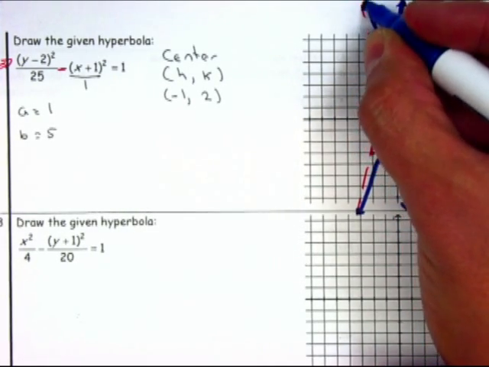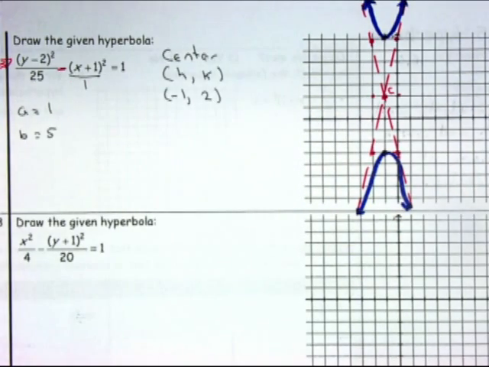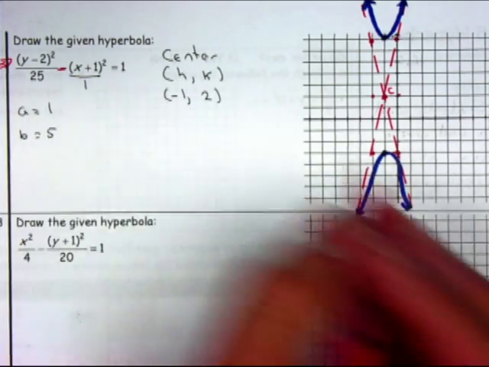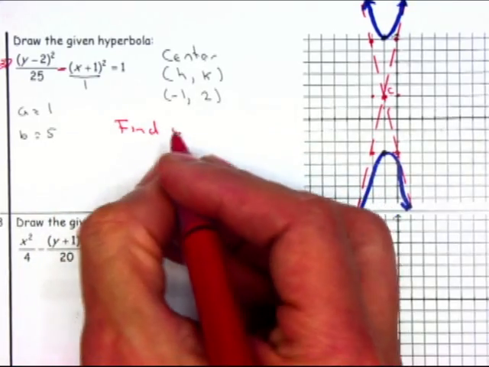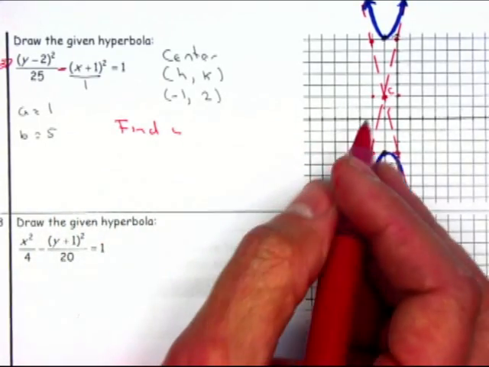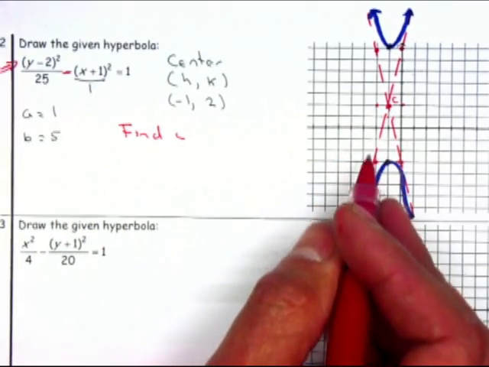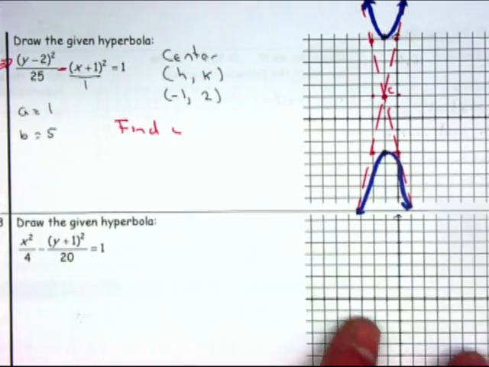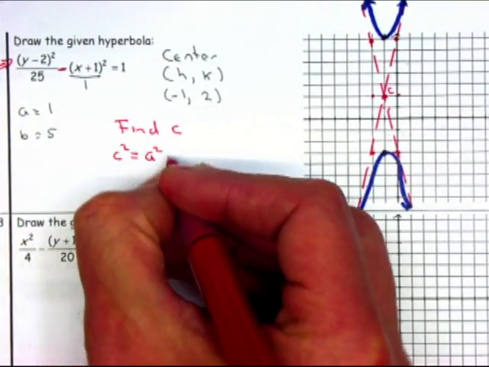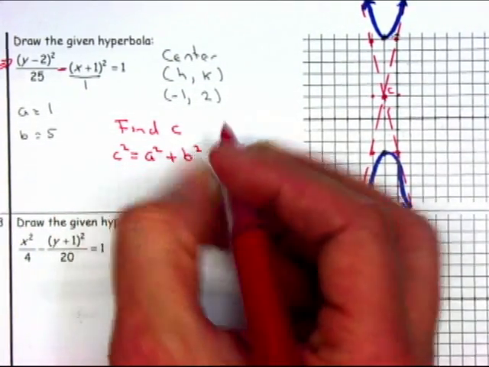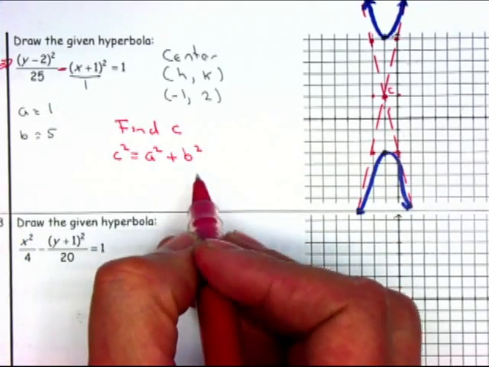Now I need to be able to find the focus. To find the focus, we need to be able to find C, because C is the distance from the center to where the focus is located. We're going to use the same formula. C squared is equal to A squared plus B squared. If this is a minus, your formula will have a plus. Remember, your focus has to end up inside the hyperbola.